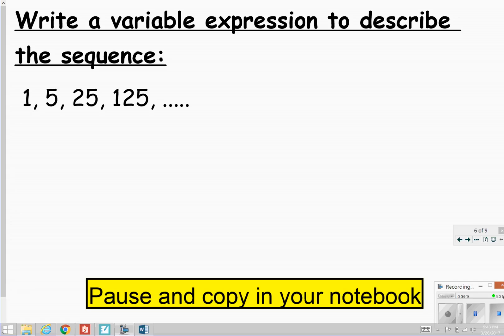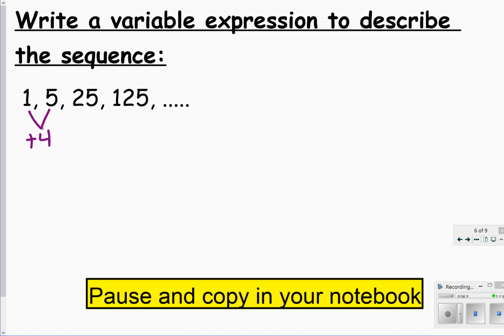Okay, well, now let's write a variable expression for this pattern. So I have 1, 5, 25, 125. First, let's determine, is it arithmetic or is it geometric? Well, 1 plus 4 can make 5. Does 5 plus 4 make 25? No, it does not. So it's not arithmetic. It must be geometric, but we want to double check. We want to see if it actually is a geometric pattern.